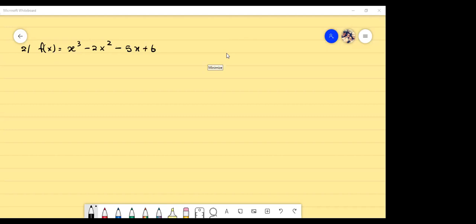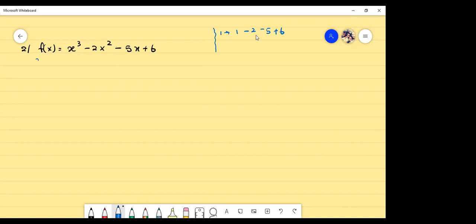We need to substitute, right? Here I write the rough work. Then we substitute 1. 1 minus 2 minus 5 plus 6. What happened? It's equal to 0, right?